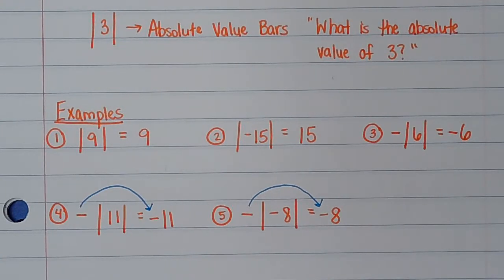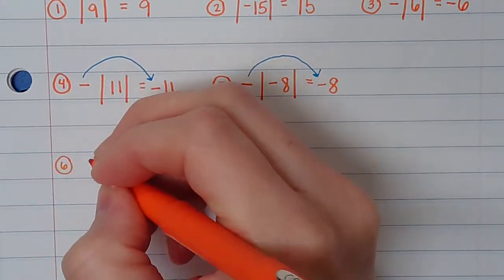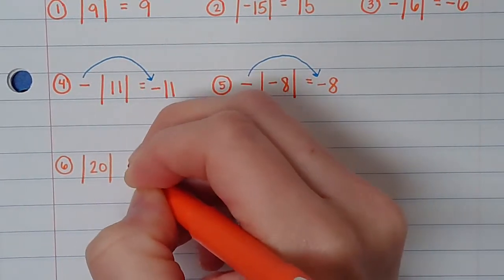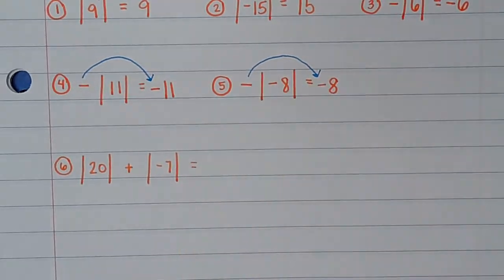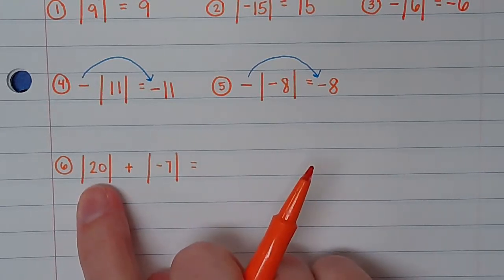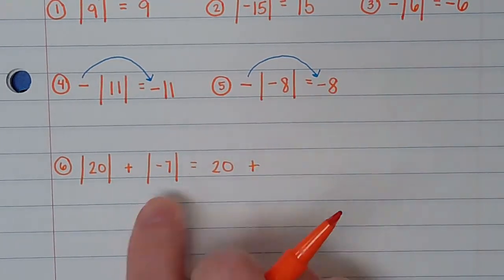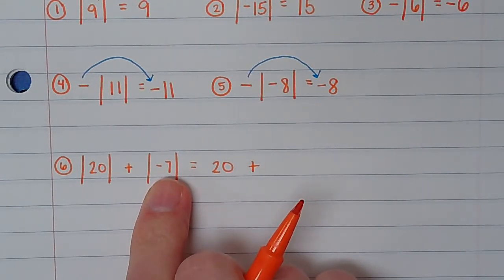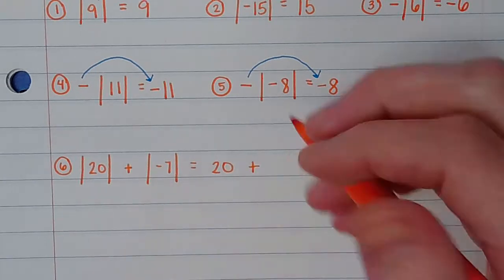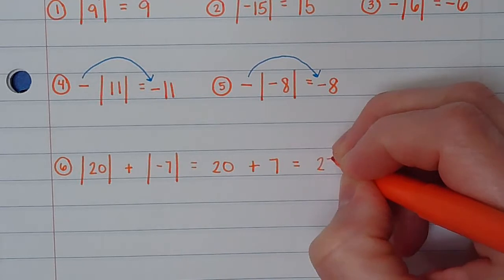All right? One more. What if you have one like this? Absolute value of 20 plus absolute value of negative 7. Okay? Just do one at a time. What is the absolute value of 20? How many jumps does it take to get to 20 if you're starting at 0? It takes me 20 jumps. All right, same thing here. What's the absolute value of negative 7? How many times do I have to jump from 0 to get to negative 7? It takes me 7 jumps. Now I just solve this. 20 plus 7 is 27.